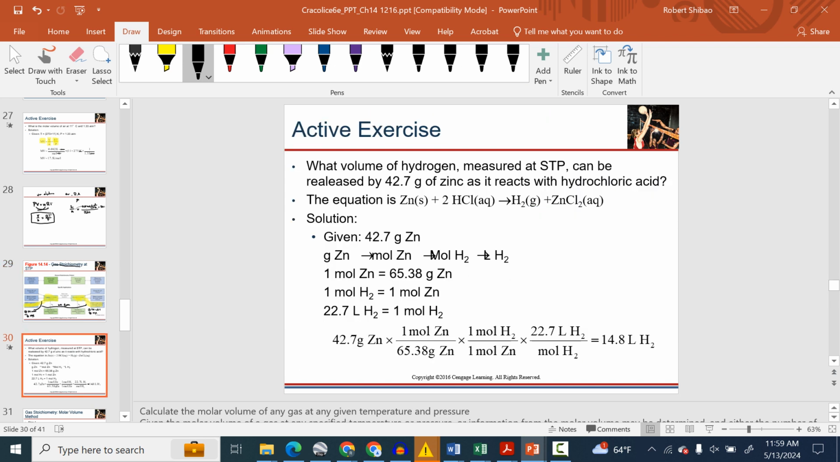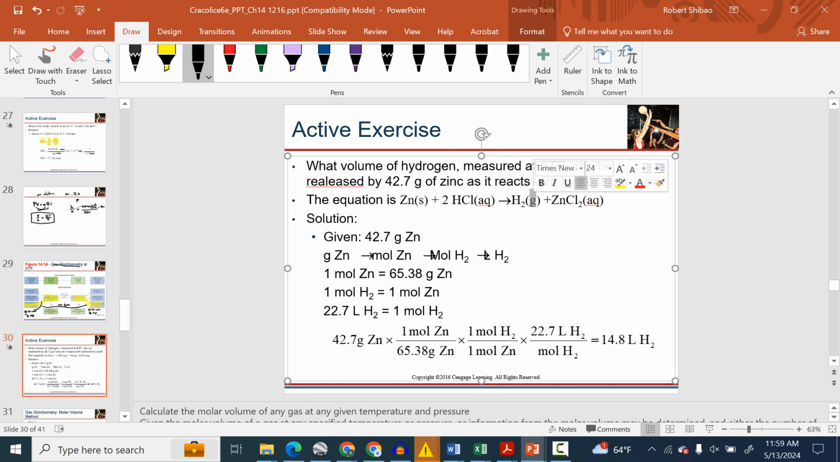So let's look at this example problem they give here. In this case, we can't do a liter to liter conversion because zinc is a solid, HCl is aqueous, hydrogen's a gas, zinc chloride's aqueous. If they're all gases, or if the ones that we were interested in were gases, then we'd be okay to do a liter to liter. But in this case, what volume of hydrogen measured at STP can be released by 42.7 grams of zinc as it reacts with hydrochloric acid?